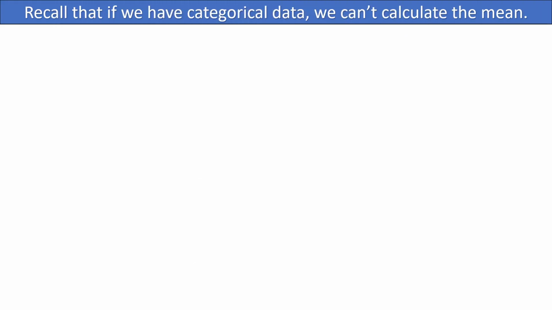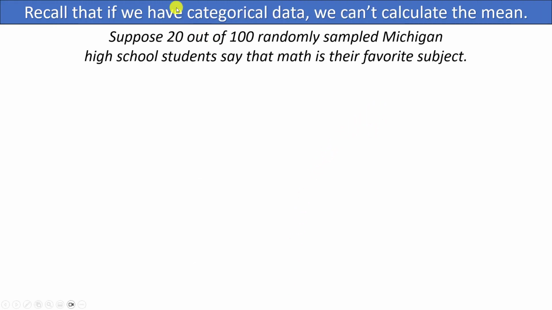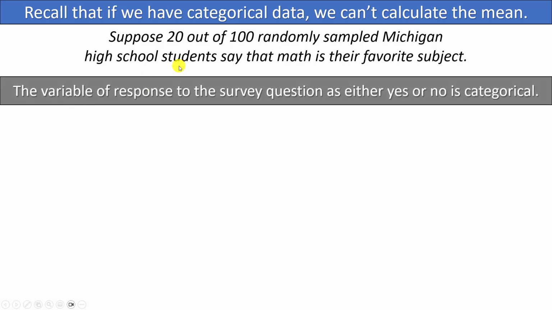Recall that if we have categorical data, we can't calculate the mean. For example, suppose that 20 out of 100 randomly selected Michigan high school students say that math is their favorite subject. The variable of response to the survey question, as either yes or no, is categorical.